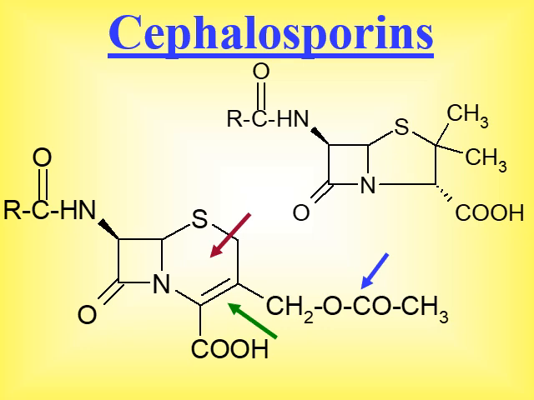Here the red arrow shows a 6-membered ring and not a 5-membered ring as in penicillin. In addition, this ring has a double bond. In penicillin, we don't have a double bond. In addition, at position number 3, we have no carboxylic moiety, but we have an acetyl oxymethyl group. So this ring has an acetyl oxymethyl group.